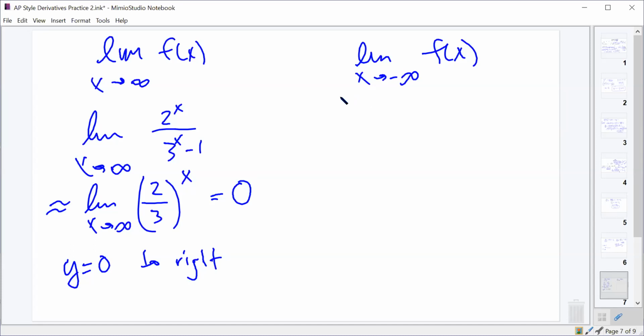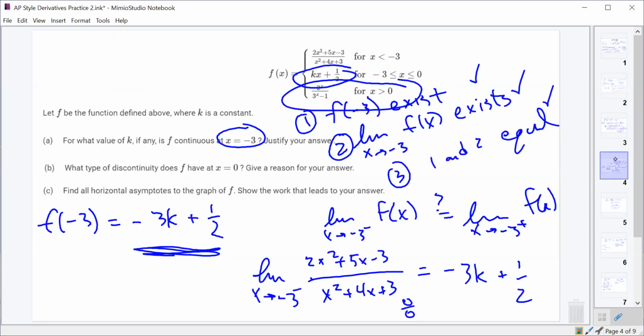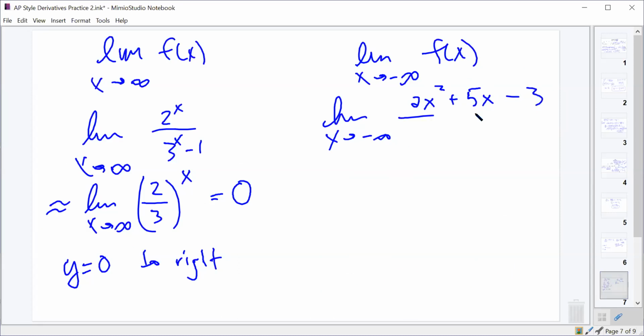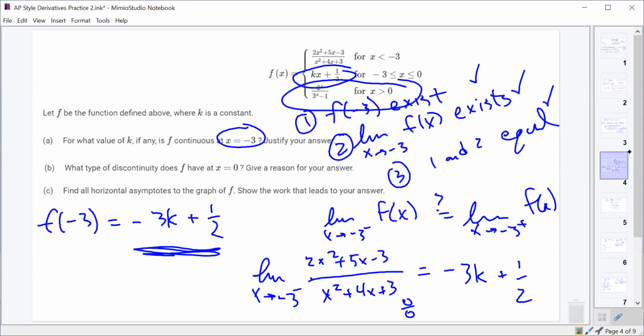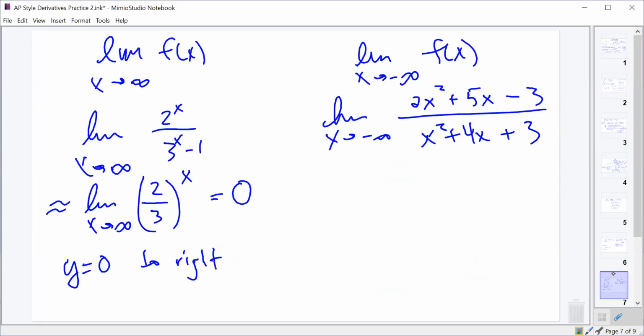And over here, as we approach negative infinity, we're going to use that rational function, which was, what, 2x squared plus, was it 5x or something? I don't even know. 5x minus 3, yeah. And x squared plus 4x plus 3. So if I plug in negative infinity, what do I get? I get infinity over infinity. Everybody agree with that? Yeah.